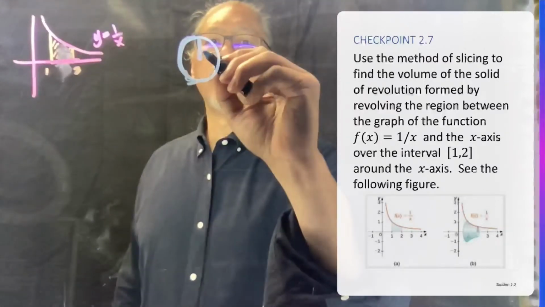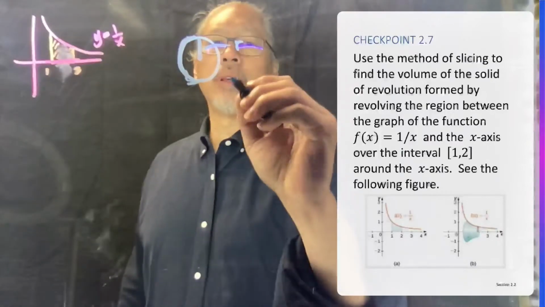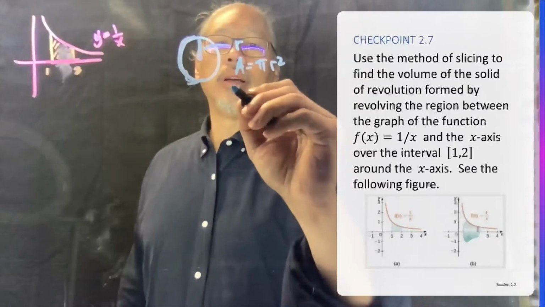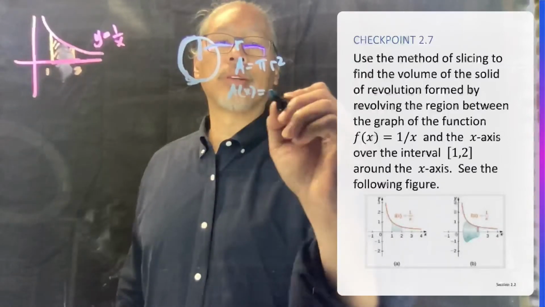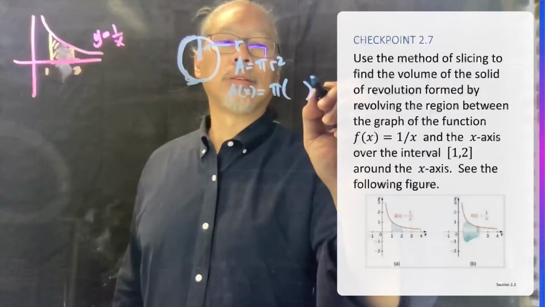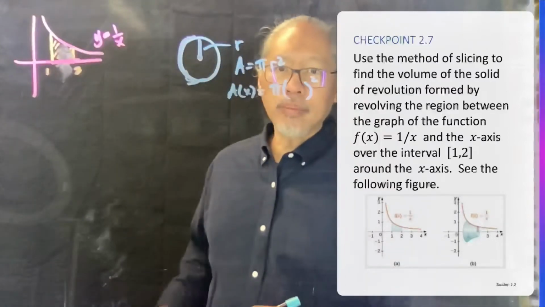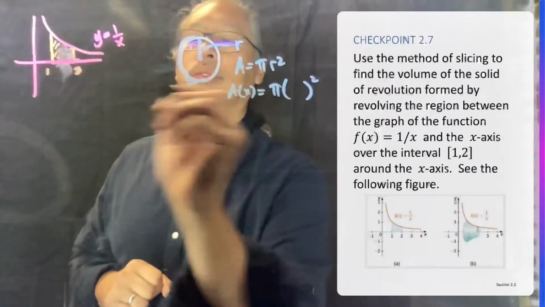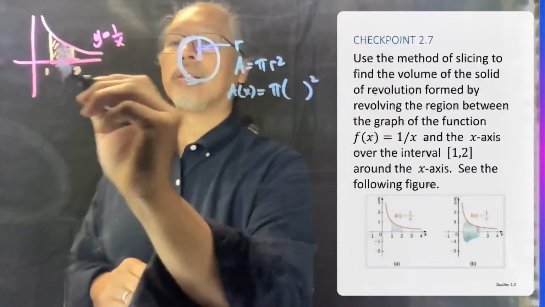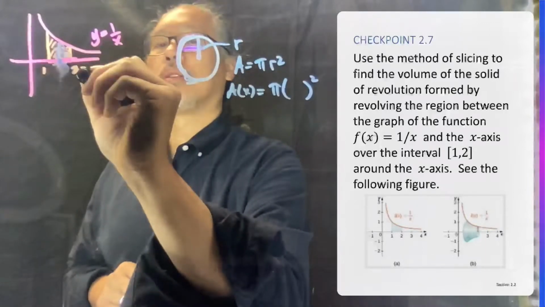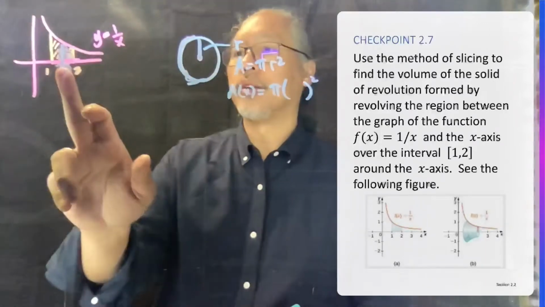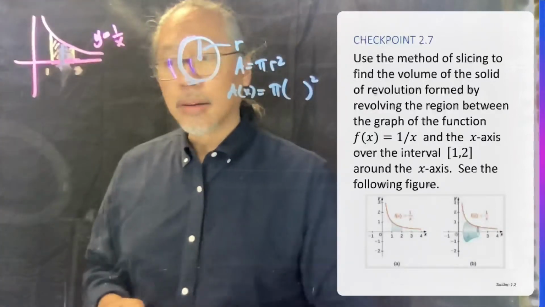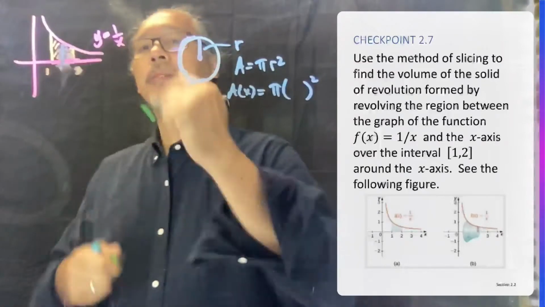So we have the radius r, and we know that the area of the circle is going to be pi r squared, and what we want to do is express this r as something with an x in it. And r is going to be the distance from the axis of rotation to the edge of the region. So that's the part that I really want to draw, so it's a little bit clearer.